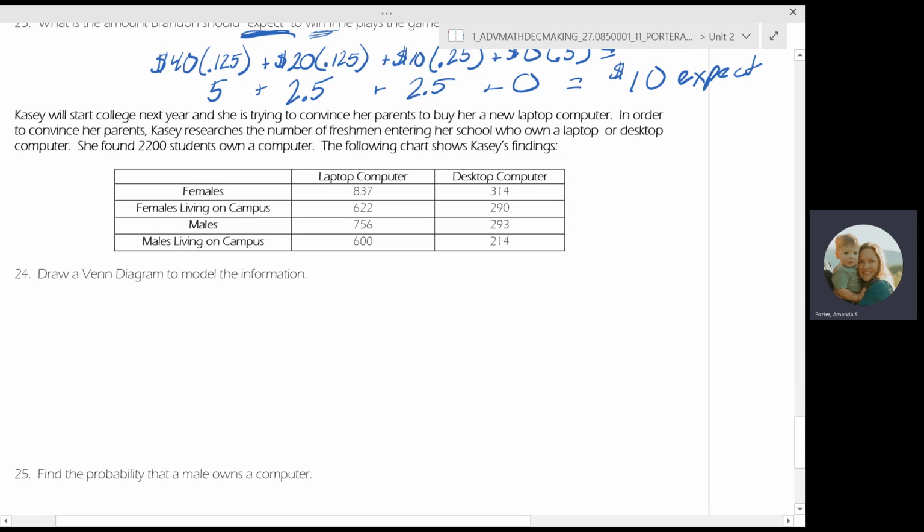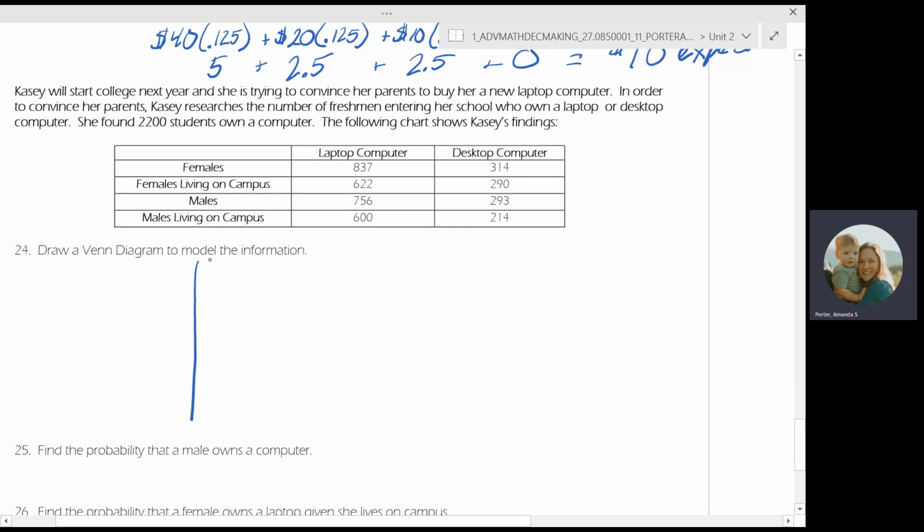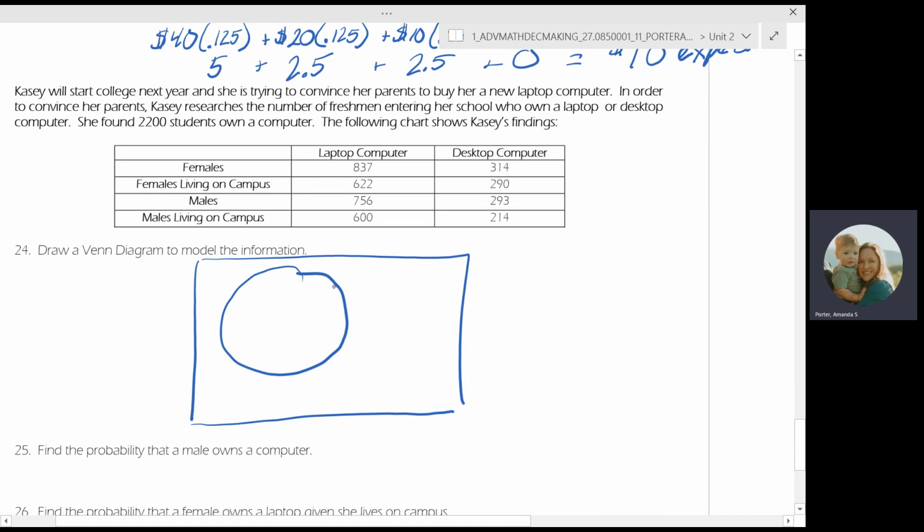So we have 2,200 total students. So let's Venn diagram this thing up. I have 3 circles. Let's call this circle female. That means anything not in it would be male.